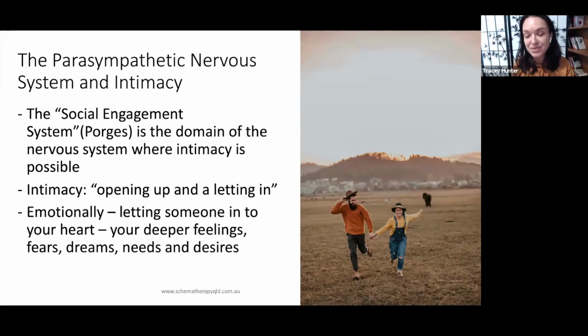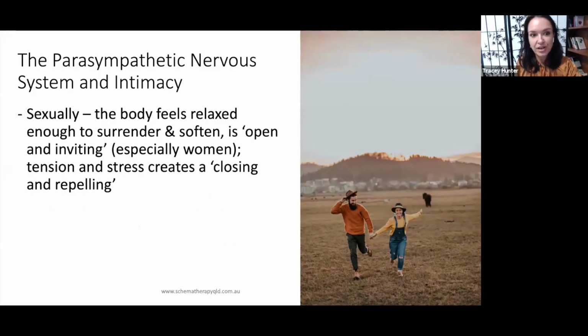Okay, and obviously we need to feel safe to be able to open up to share some things with other people. There needs to be a certain degree of safety to do that. All right. Also, sexually, the body needs to feel relaxed enough to surrender and soften. There's this sense that the body is open and inviting. And I say, especially for women, there needs to be this softening, this relaxed feeling if there's to be any sexual intimacy.